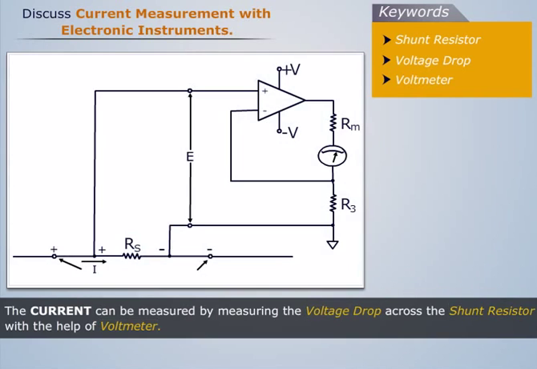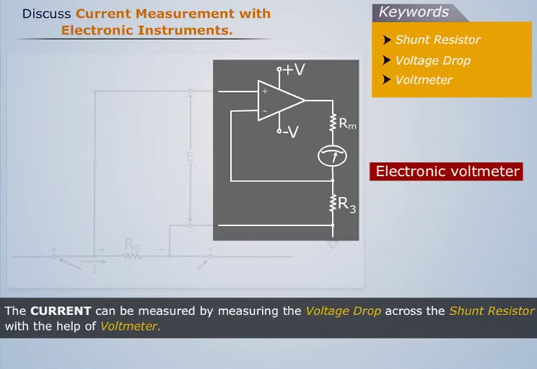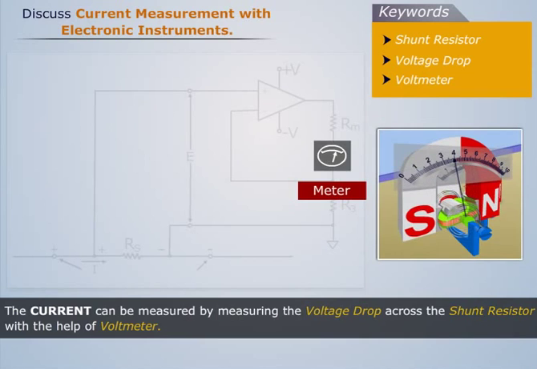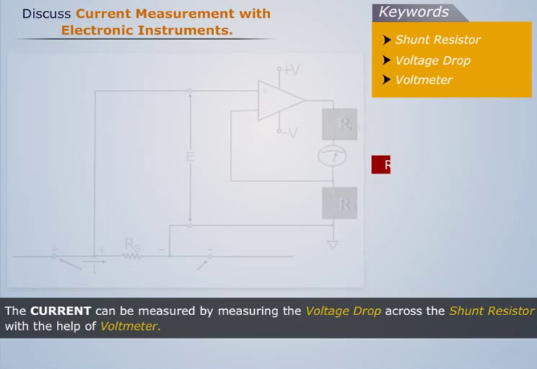Now let's understand how the op-amps can be used to measure current. For current measurement, let's take an electronic voltmeter using operational amplifier. It consists of an operational amplifier, series connection of meter, and a series resistance.